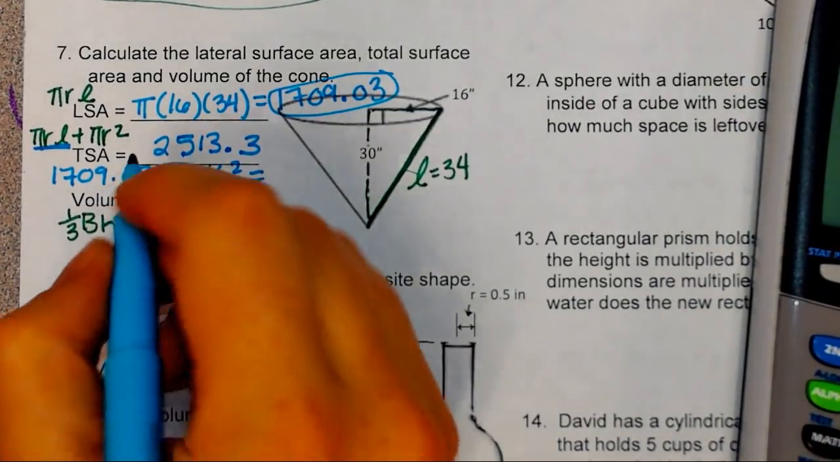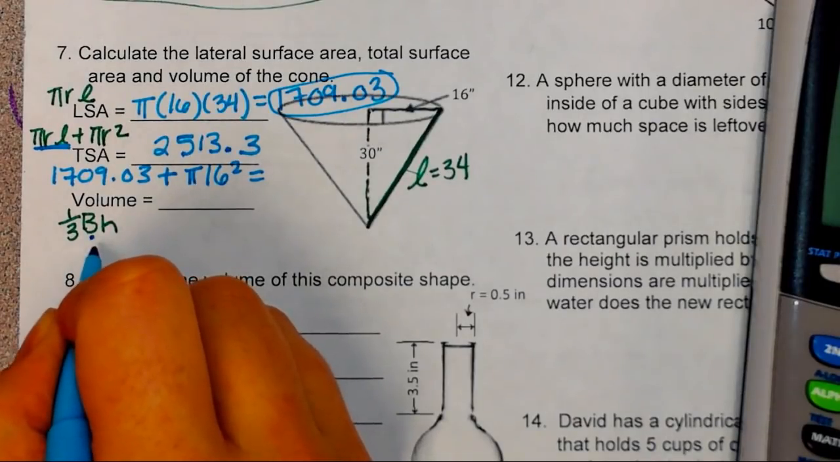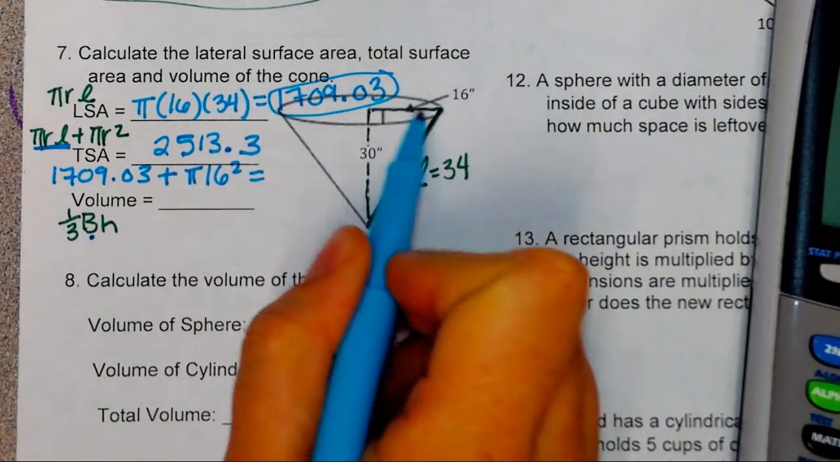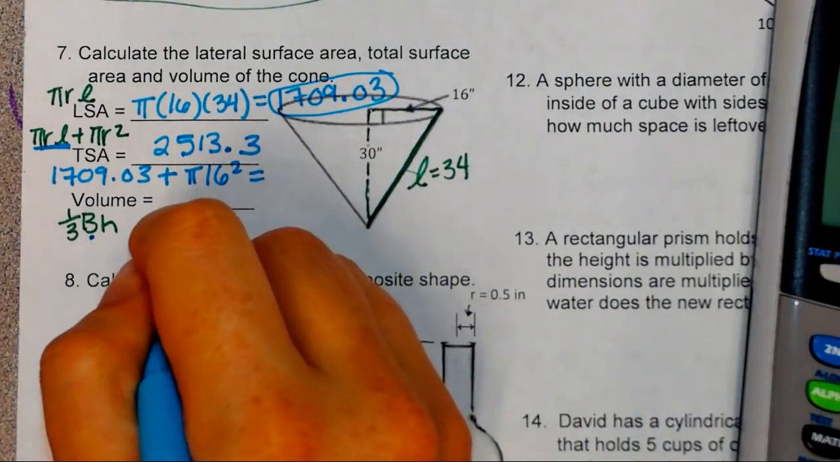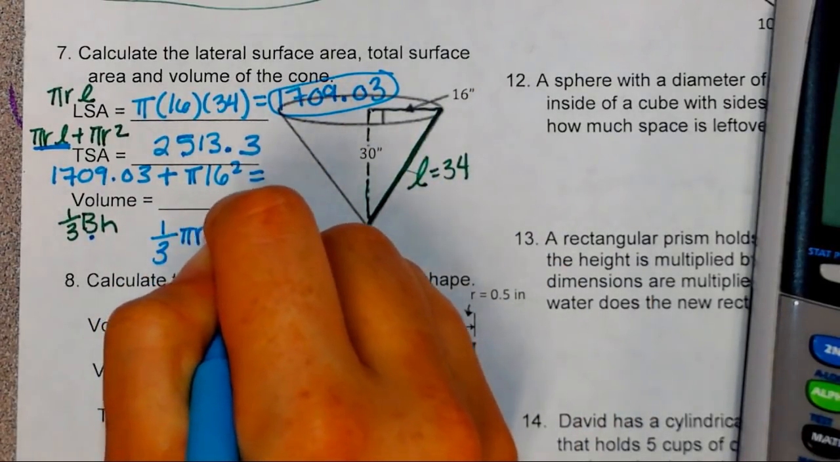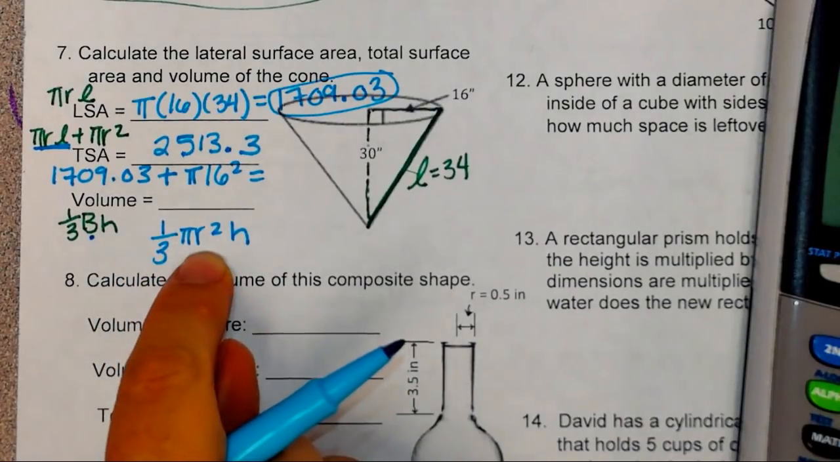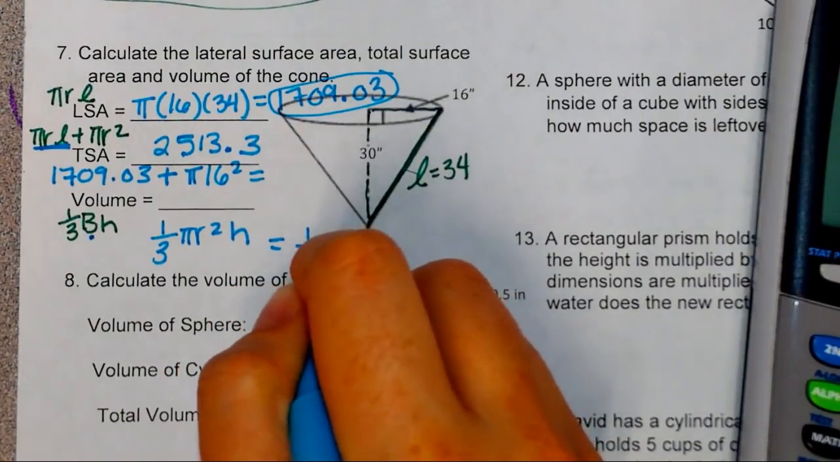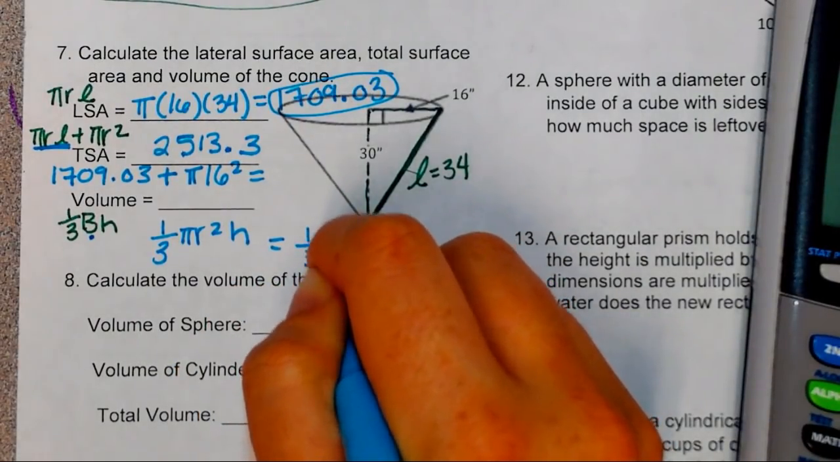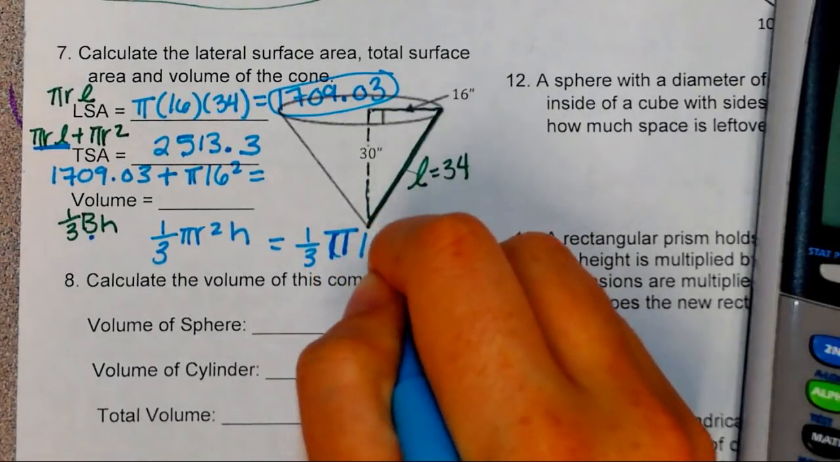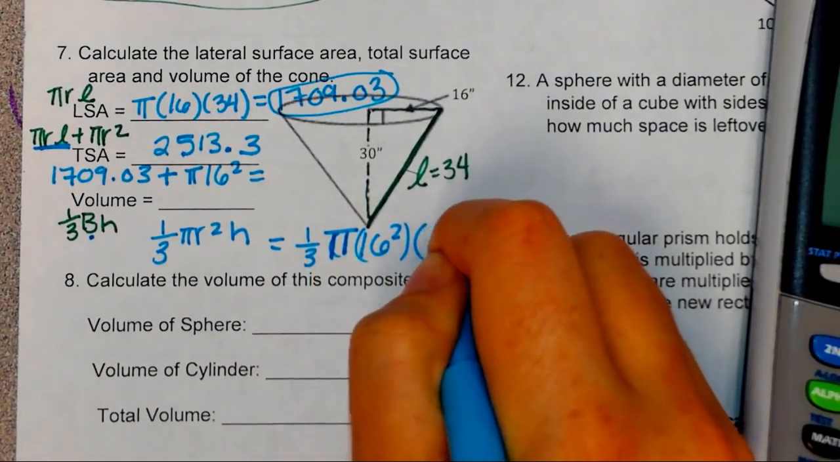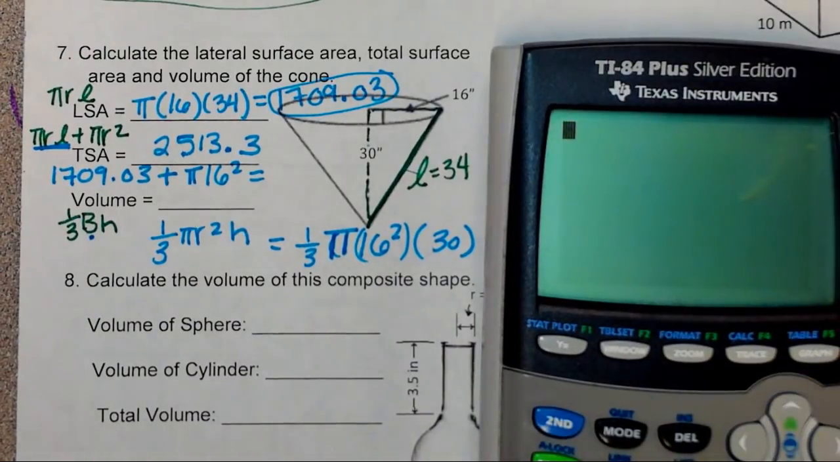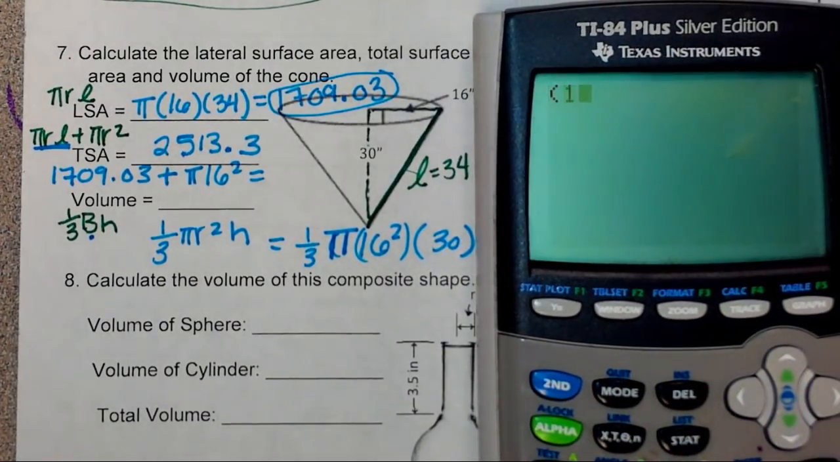Okay, for the volume, it's 1/3 area of the base times the height. Your base is in the shape of a circle, so the area of a circle is written as pi r squared. So this is the real formula, and then we can just plug in our radius and our height. So radius is 16, oh wait, hold on, don't forget the pi, okay, 16 squared, and the height is 30. So we've got 1/3 times pi times 16 squared times 30.